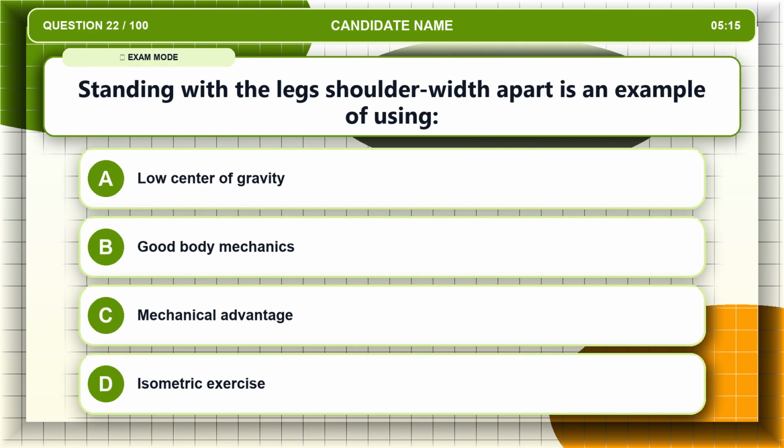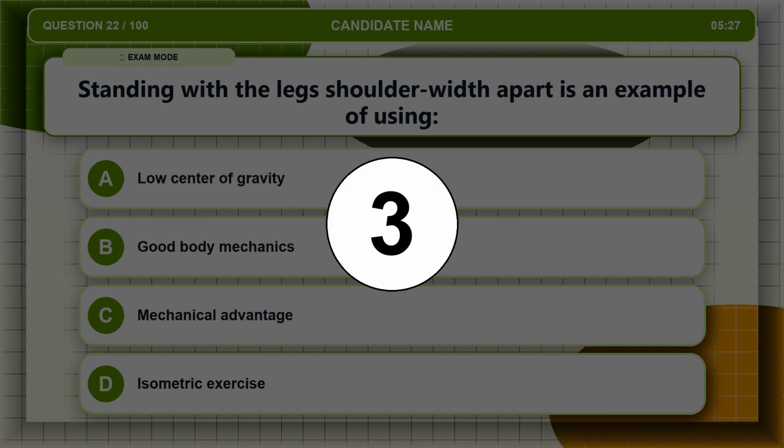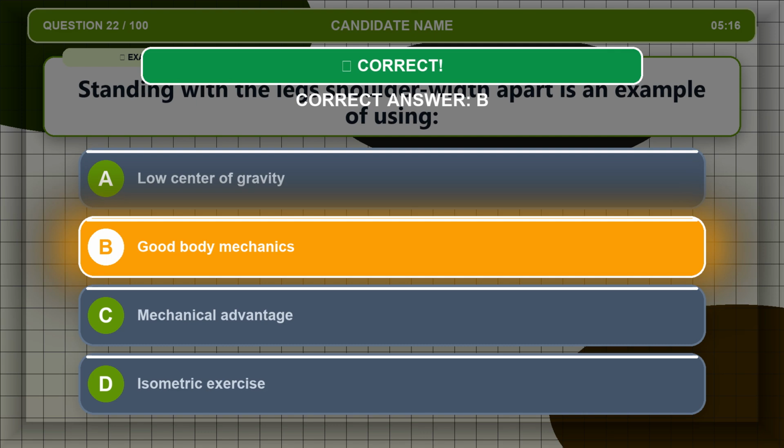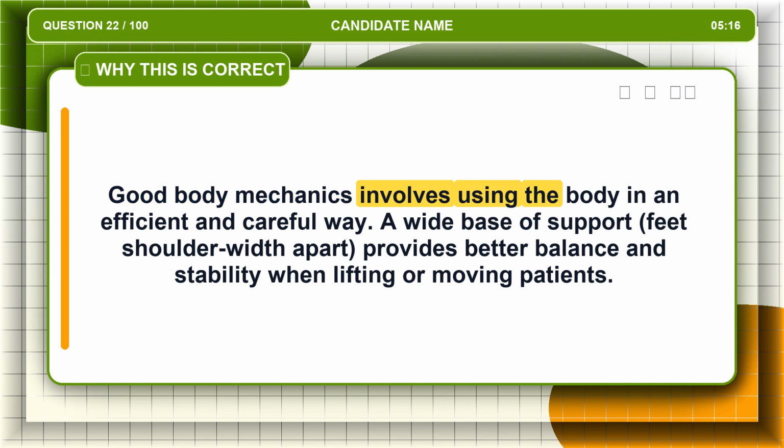Question 22. Standing with the legs shoulder width apart is an example of using Option A. Low center of gravity. Option B. Good body mechanics. Option C. Mechanical advantage. Option D. Isometric exercise. The correct answer is option B. Good body mechanics. Good body mechanics involves using the body in an efficient and careful way. A wide base of support, feet shoulder width apart, provides better balance and stability when lifting or moving patients.